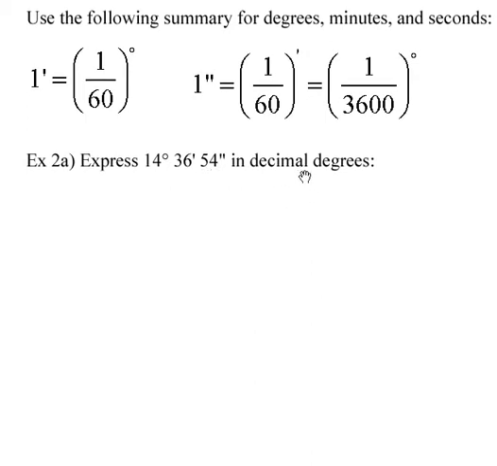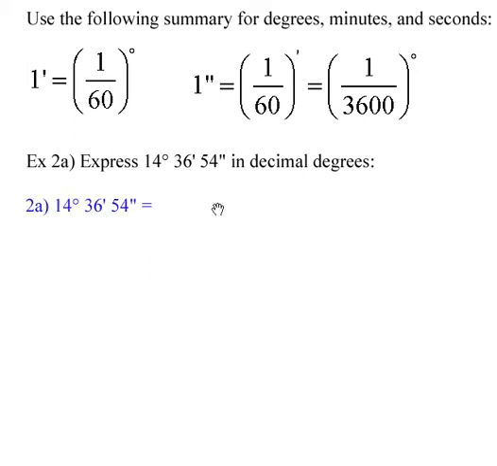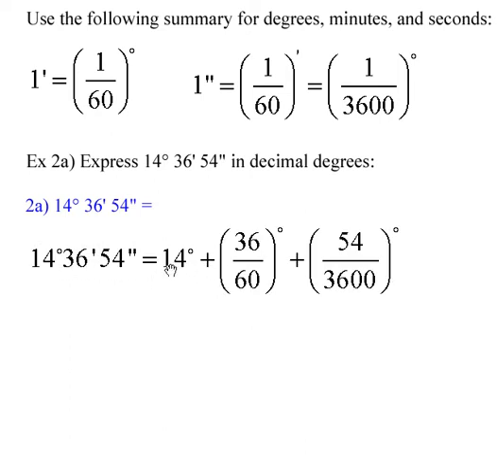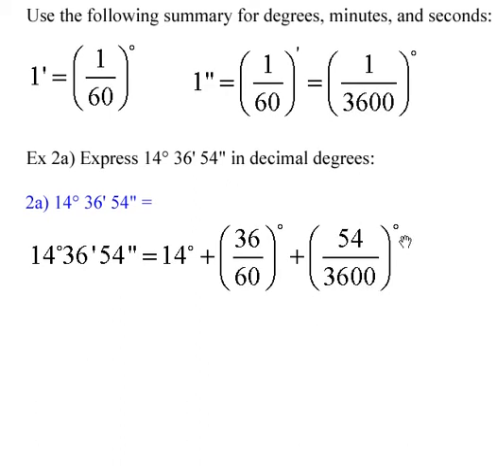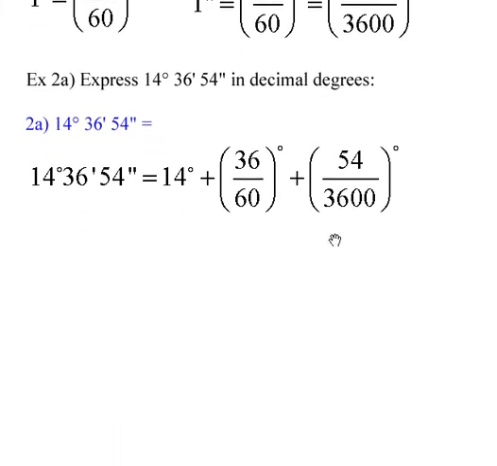minutes, and seconds into decimal degrees, and then later we'll go in the other direction from decimal degrees to degrees, minutes, and seconds. So for 14 degrees, 36 minutes, 54 seconds, here's what we're going to do in this particular approach. We're going to break that down as 14 degrees. The 36 minutes are out of 60 minutes, so that's 36/60ths of a degree. And the 54 seconds are out of 3,600 seconds that are in a degree.